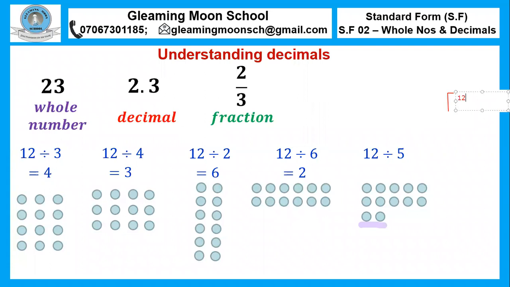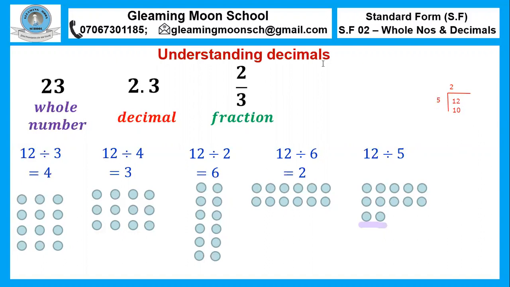Okay, so I have 12 there, and here I want to divide that 12 by 5. So there are 5 of us, and we are sharing 12 sweets. First of all, we share the first 10, and we get 2. Now, the way we do it, we do 12 divided by 5, which is 2. 2 times 5 is what? 10. So we write 10 below 12.